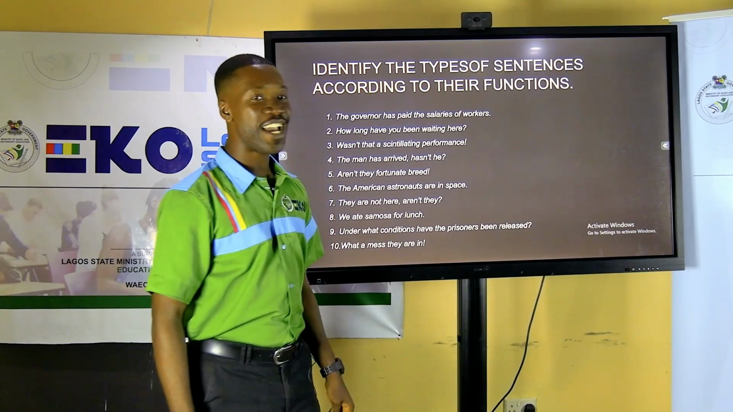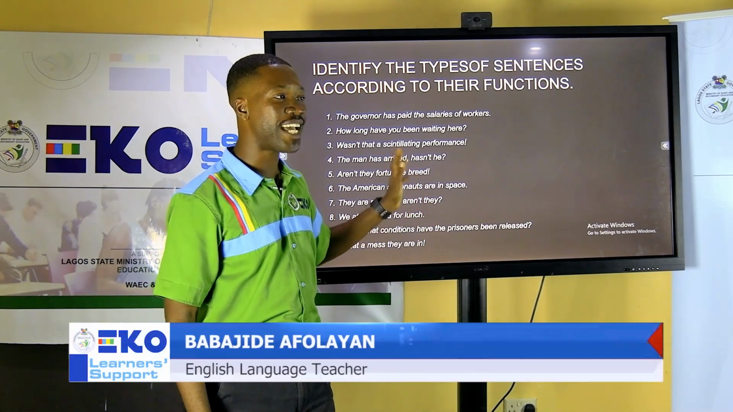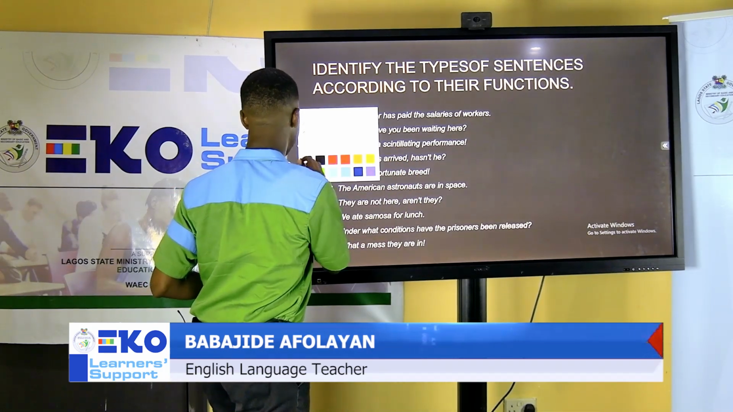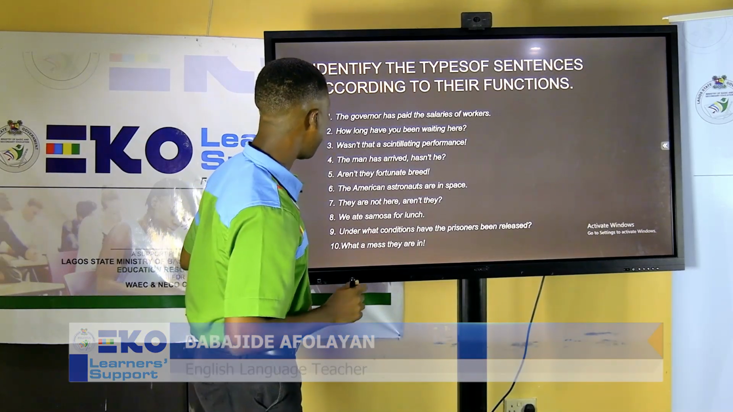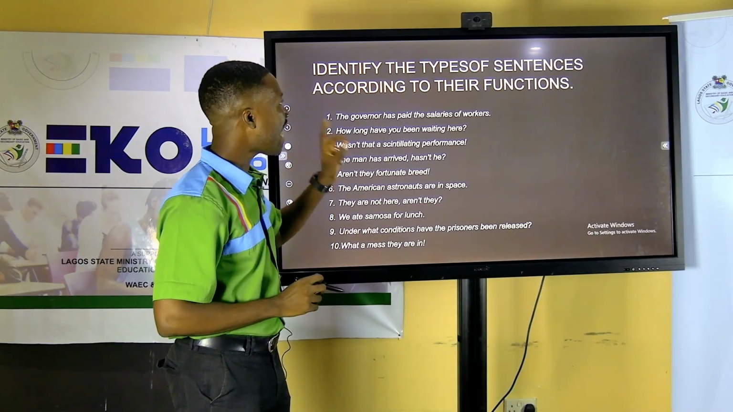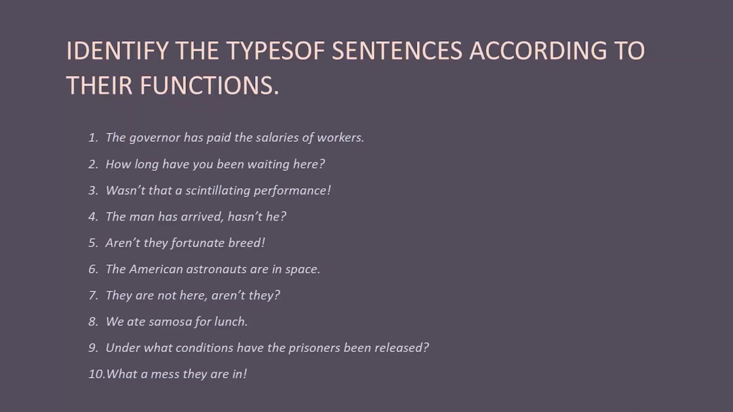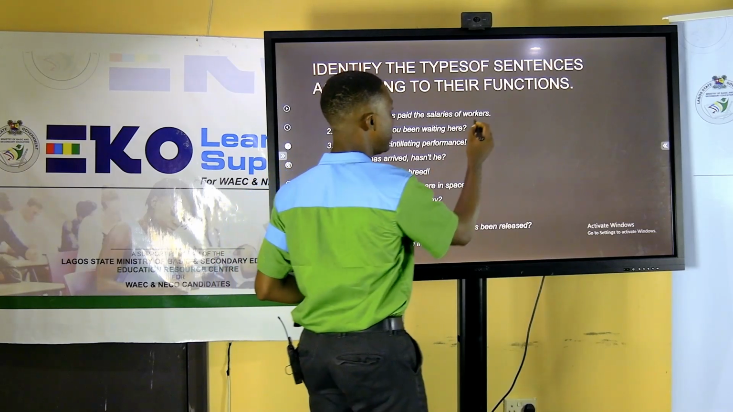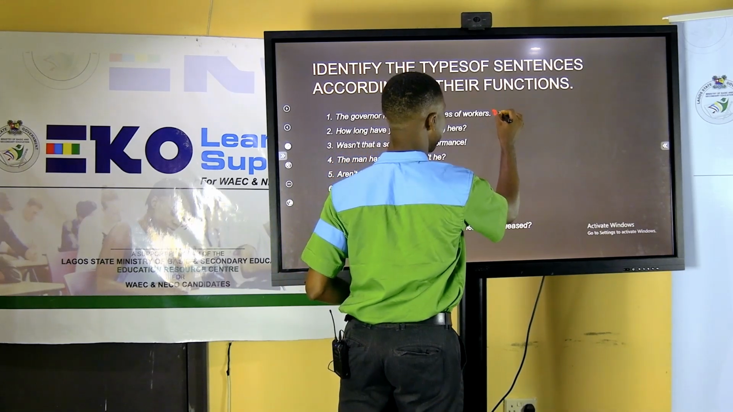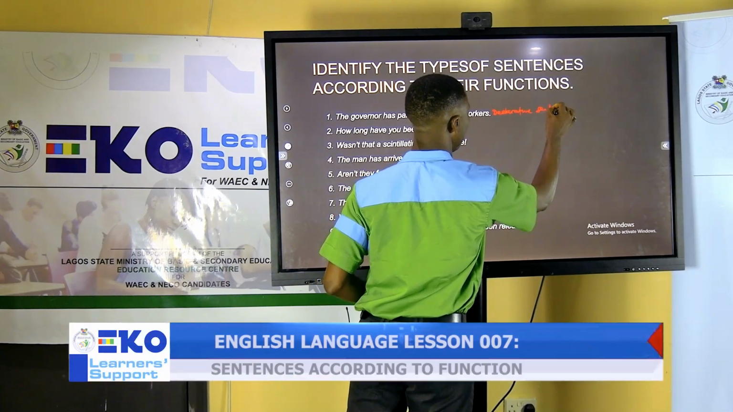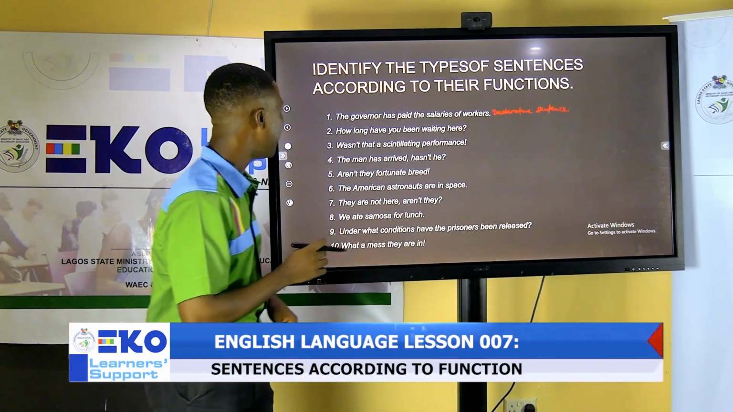I believe each and every one of us has been able to get the correct answers to these questions. We are going to look at them one at a time. The first question: what type of sentence is this according to the function it is performing? The governor has paid the salaries of workers. What kind of sentence is this? Can someone identify? Yes. It is a declarative sentence. Beautiful. Very good.